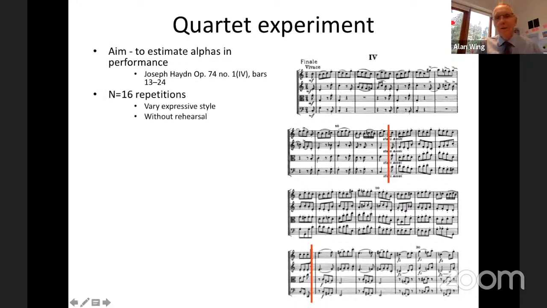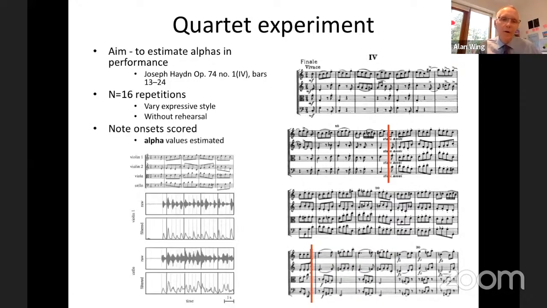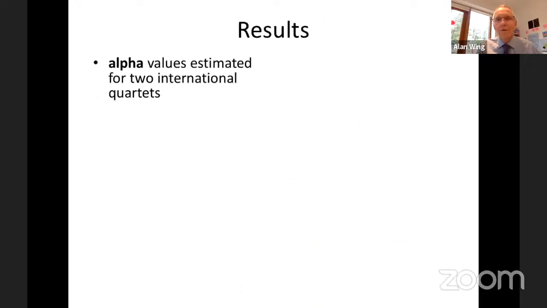And we asked them to play the excerpt, which is shown here with 44 notes running over a series of homophonic quavers being played by all the players, to vary their expressive style from one trial to the next, and not to rehearse that variation in expressive style. So they really had to listen to each other to keep together. And then we recorded the performance with close mics and got the note onset times. And from these, we estimated the values of alpha.